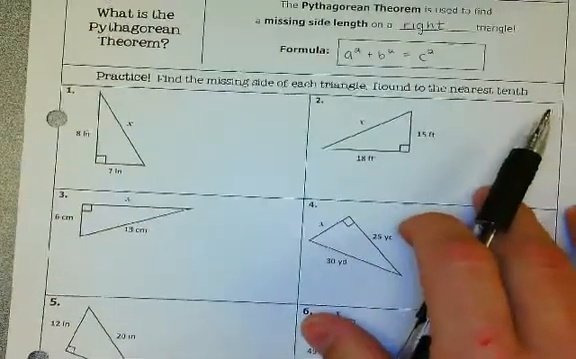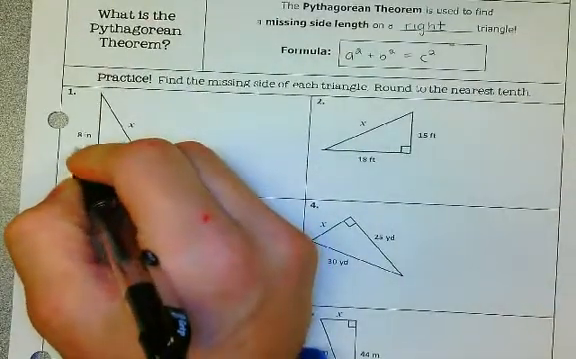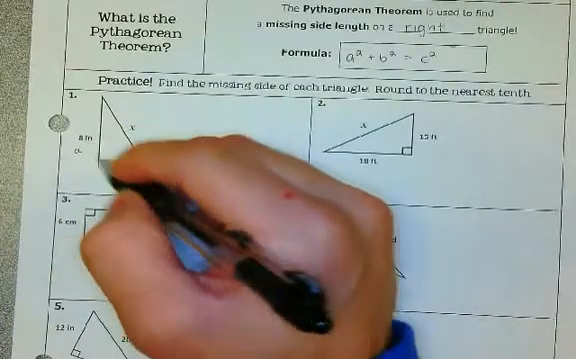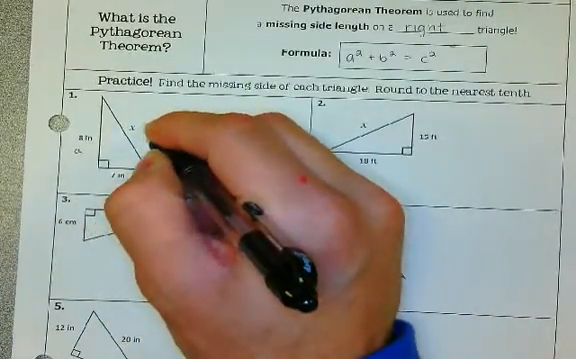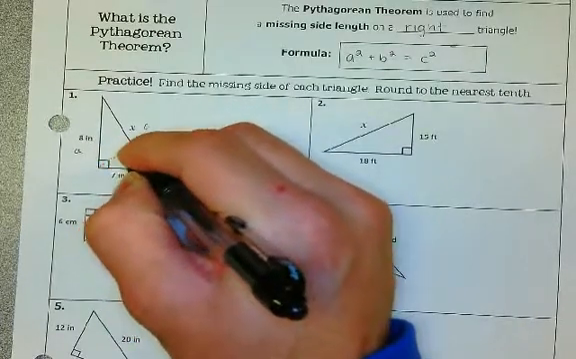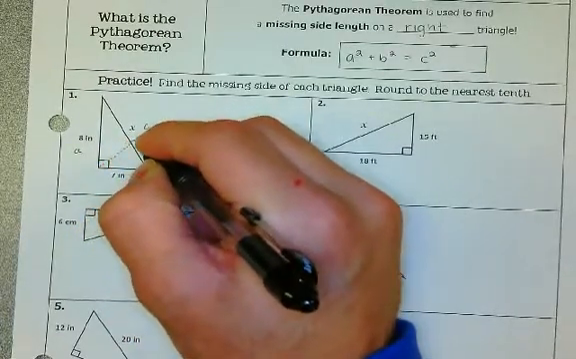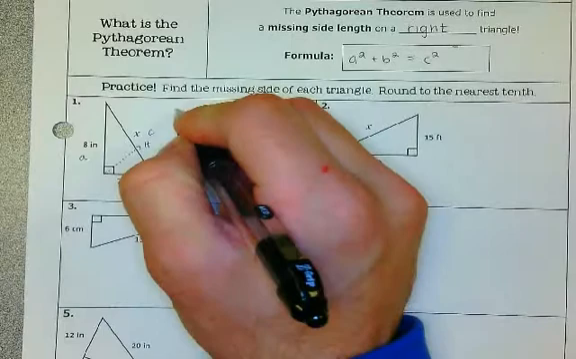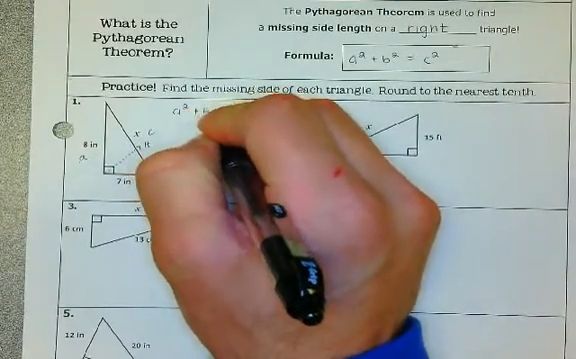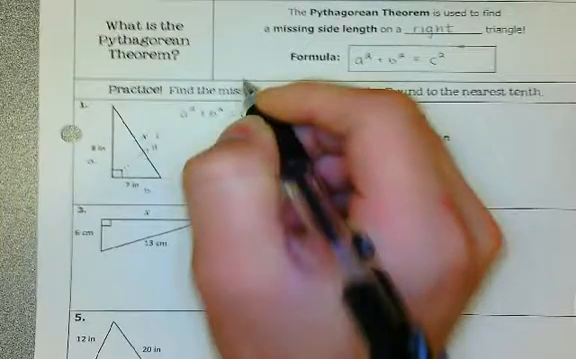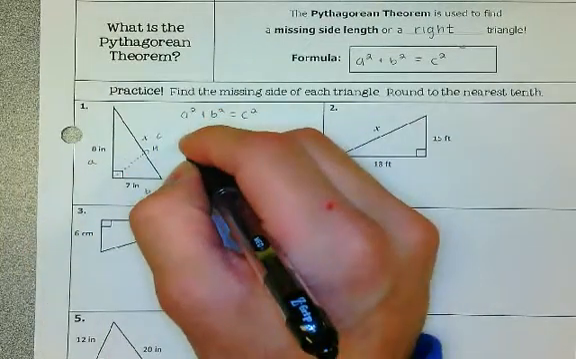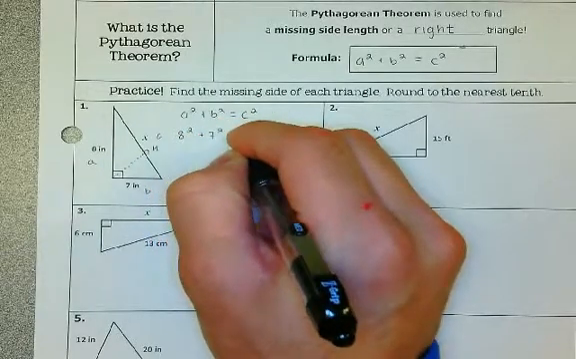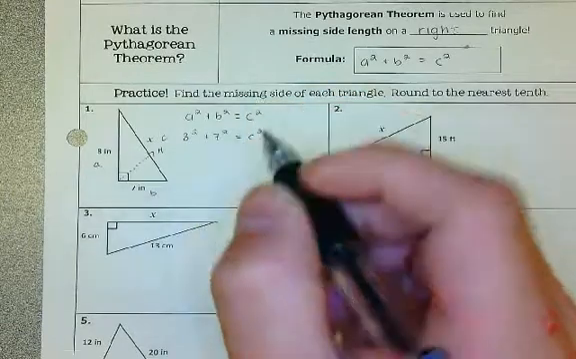Let's take a look at number 1. The first thing that I'm going to do, since this is new to us, is label each of the sides. So our two legs are A and B, and the hypotenuse is C. The hypotenuse is always across from the 90-degree angle. So I'm going to write down my formula, a squared plus b squared equals c squared, and plug in the respective numbers for each letter. A is 8, B is 7, and then we don't know C. That's what we're trying to figure out.